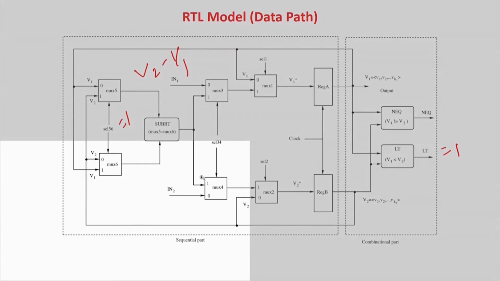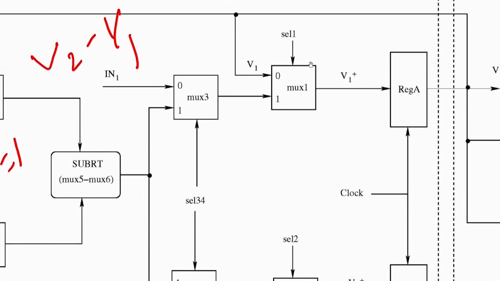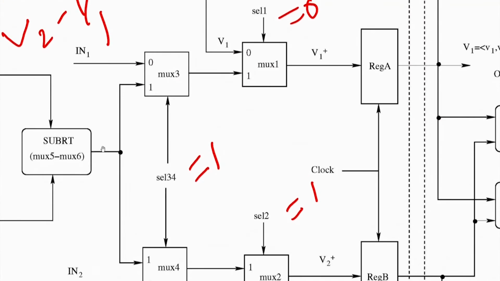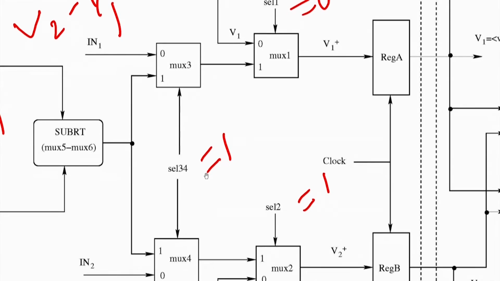So now again the multiplexer arrangement will be something like this. This part I should not do anything basically. So select 1 will be equal to 0 and this one will be equal to 1. Now let us see how it happens. This one is having the value of V2 minus V1, select 4 equal to 1, I have made equal to 1.